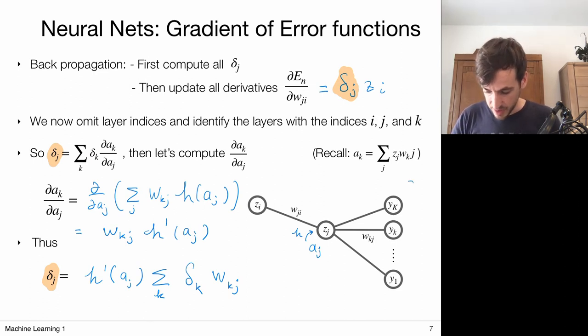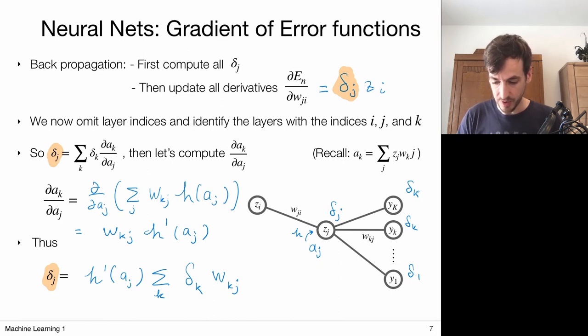So this clearly shows that if I know the node errors at these higher layers, so delta 1 up to delta k, then I can obtain my node error at the node j simply via this update rule. So we have a flow of information, the flow of errors from the higher layers to the lower layers, by multiplying each error with the corresponding weight. So we have these higher node errors, which are multiplied by this weight w_kj, and that together with the derivative of my activation function gives me the error at node j.